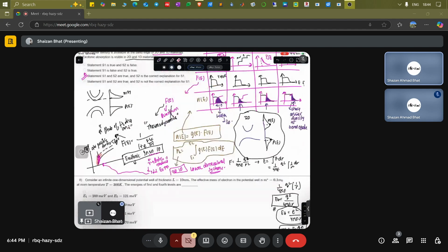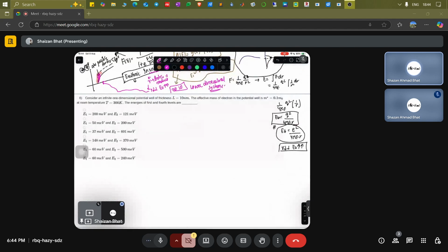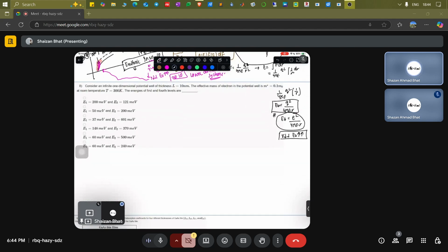So now another one, question 8, is basically like a cakewalk. Consider an infinite one-dimensional potential well. So this is 10 nanometers. The effective mass of electrons is given at T equals 300 Kelvin. Energies of first and fourth levels, that means 1, 2, 3, 4. So this is the fourth level. So we have to compute E1 and we have to compute E4.